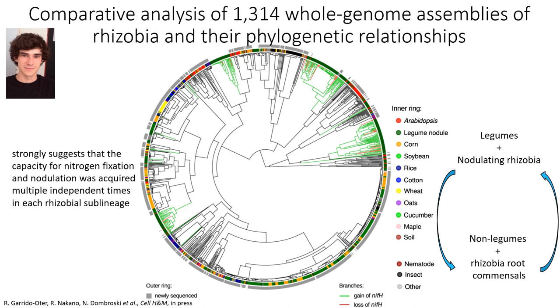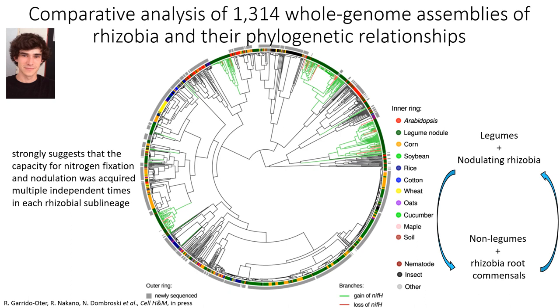Now, essentially all of the strains that we isolated from the roots of non-legumes lack the capacity for nitrogen fixation. They lack the nifH genes or the nodulation genes. And I think this leads to the most parsimonious inference, namely that the capacity for nitrogen fixation, if you look at the topology of this tree, was acquired multiple independent times in each rhizobial sublineage. The way we interpret this observation is that rhizobia, root commensals that do not have the capacity for nitrogen fixation but already have the ability to colonize roots of non-legumes, are predisposed to acquire the nitrogen fixation and nodulation genes and then engage in a highly specific symbiotic relationship with legumes.